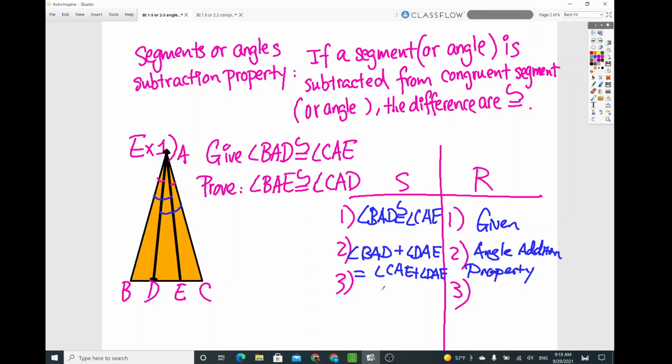After that, you want to say that angle BAE is congruent to angle CAD. Since they have the exact same angle measure, we can say that's the angle congruency property. Okay, so that's one of the examples.